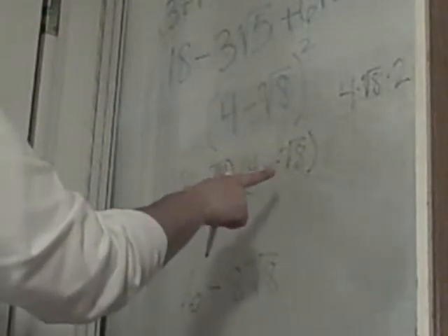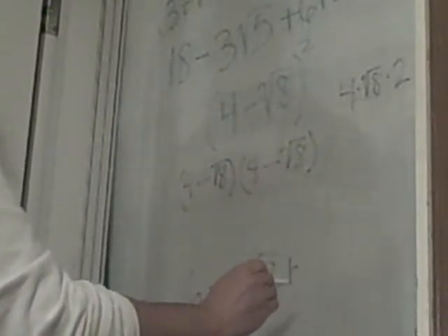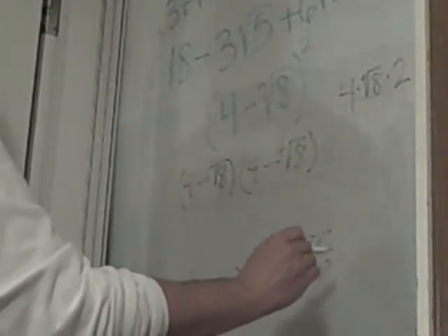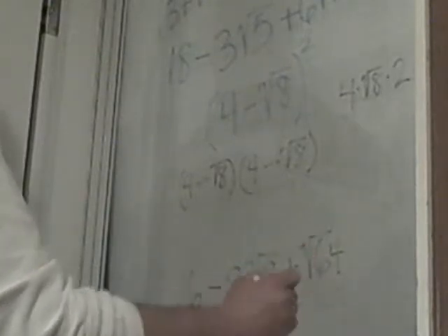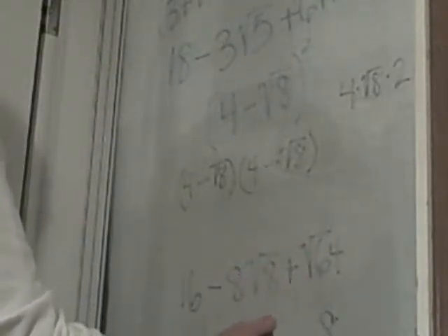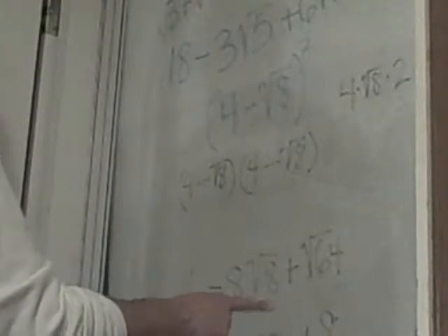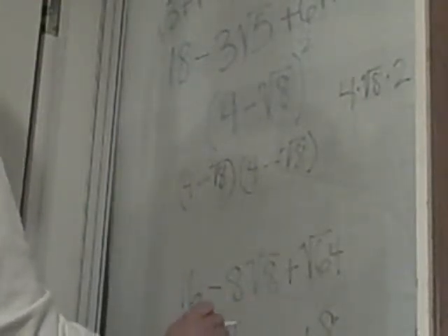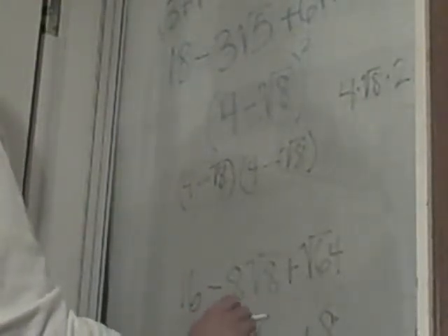Negative square root of 8 times the negative square root of 8 is a positive square root of 64. The square root of 64 is 8. The square root of 8 can be simplified. Negative 8 times 4 times 2, and the 16 is in the front. Continuing to simplify, 16 minus 8 times 2 times the square root of 2 plus 8.